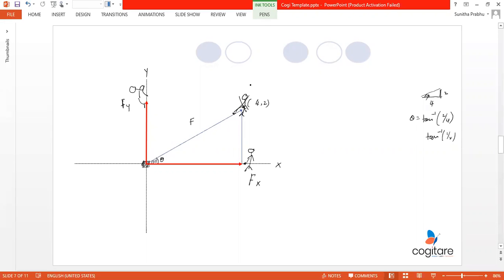That means this person is the original person, who has been replaced by Fx and Fy, two people pulling from the x-axis and the y-axis, such that the overall effect is as if F is being pulled. Are you able to understand this?